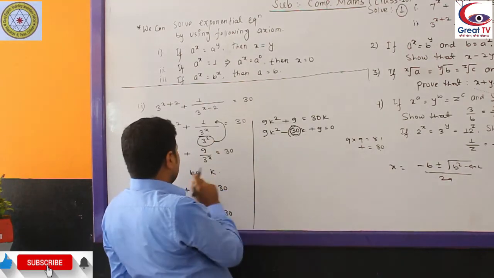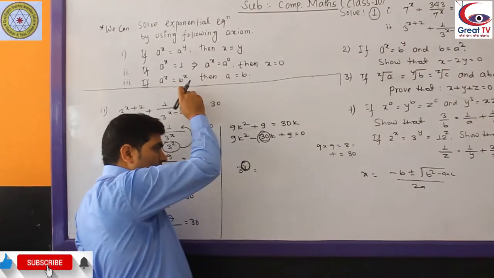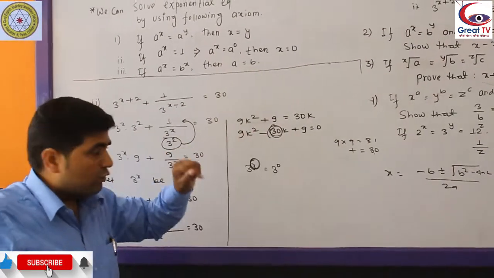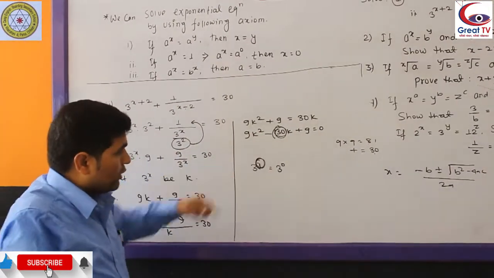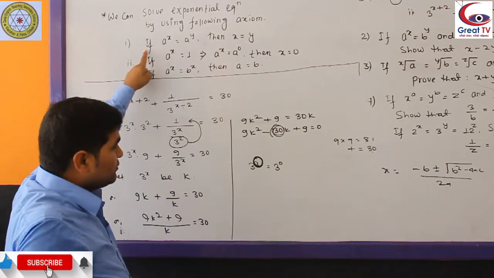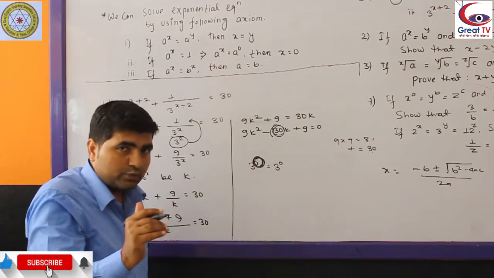We can let here 3 power x equal to something. How do we find the value of x? We can use this one. So first, 3 power 0. How do we find the variable value? How do we find the unknown variable value without the carry? We should be able to use the axiom of exponential equation.